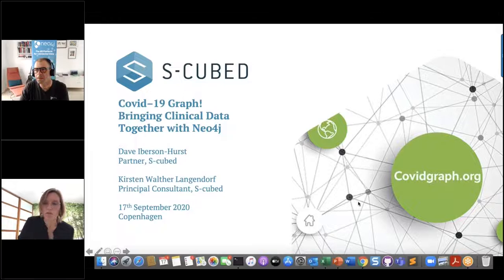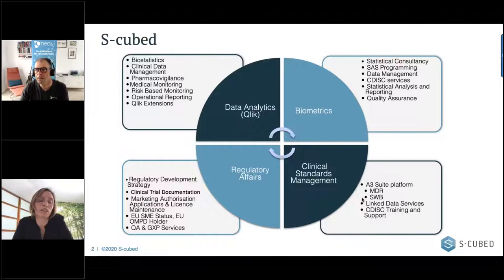Let's start by talking about who we are. S-Cube, very briefly, we are a consultancy company. We are based in Denmark, in Copenhagen, and also in the UK. What we do is provide consultants to the pharmaceutical industry within the statistical area and data management. Part of our business is also doing data analytics using Qlik and doing different BI reporting. We also have a part of the organization that deals with regulatory affairs.